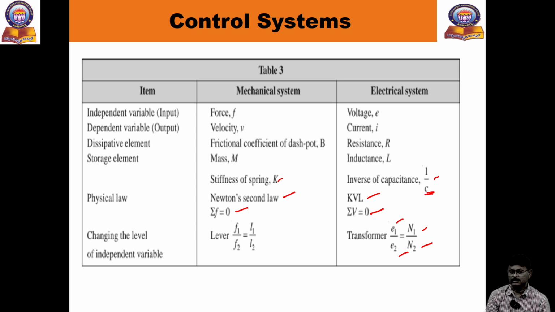By seeing this table, you can clearly observe and keep it in mind, so you can remember it very easily. Force, voltage; velocity, current; frictional coefficient, the dashpot, is resistance; mass, inductance; spring constant, inverse of the capacitance. Which law are you applying here? Newton's second law, and in the electrical system, KVL. The algebraic sum of the forces is equal to 0, and the algebraic sum of the voltages is equal to 0. This is the comparison table between the mechanical system and electrical system in the force-voltage analogy.